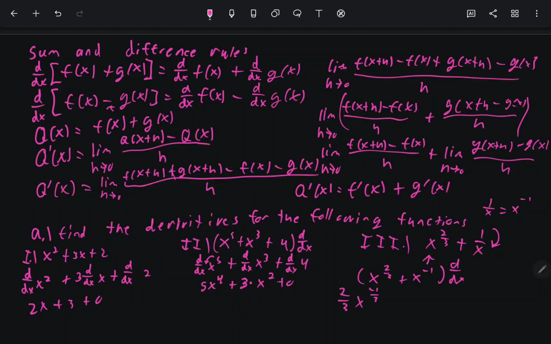But it does not have the same derivative rules as a power. Alright. For this next one, we want to say minus 1 times by x, and negative 1 minus 1 is negative 2. So our final answer is 2/3 of x to the negative 1/3 minus x to the negative 2.